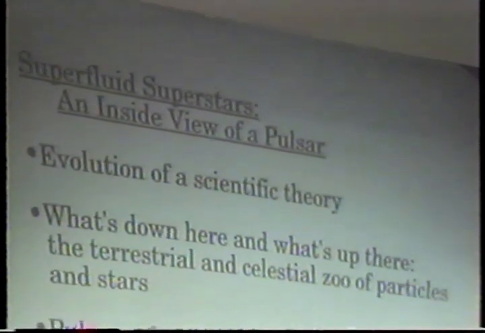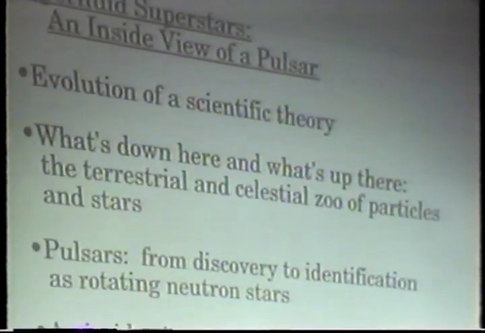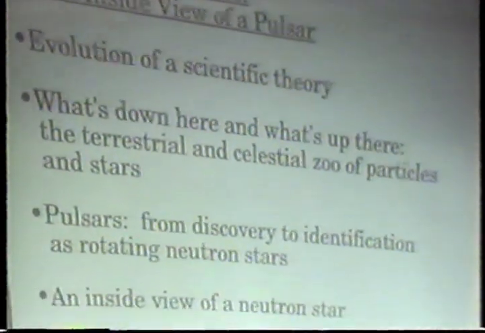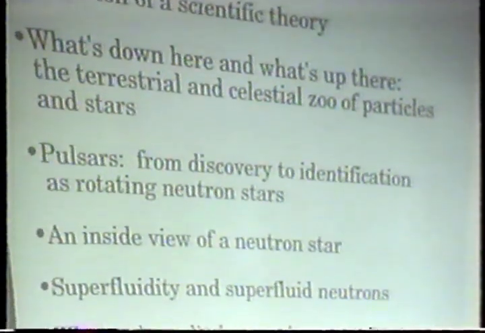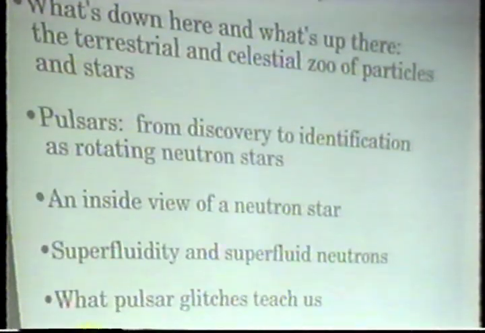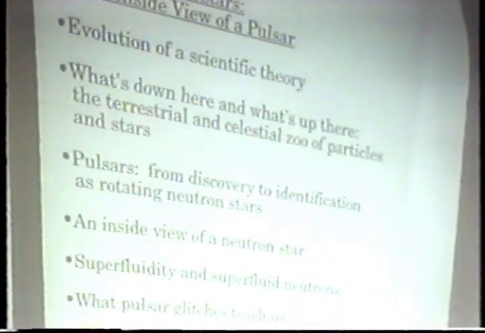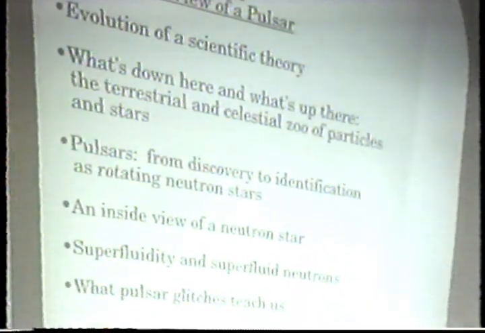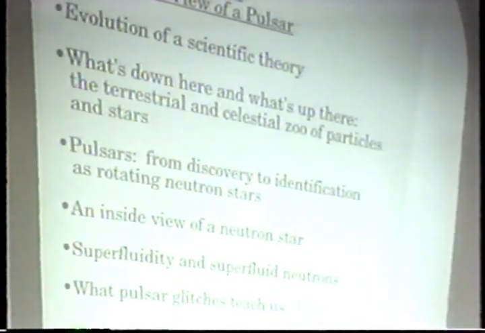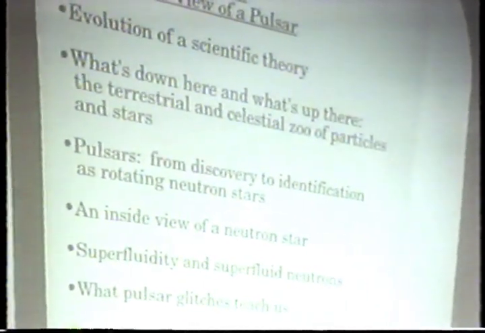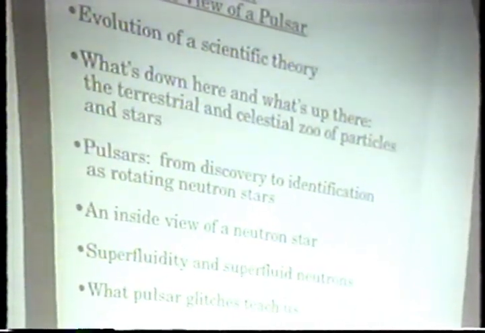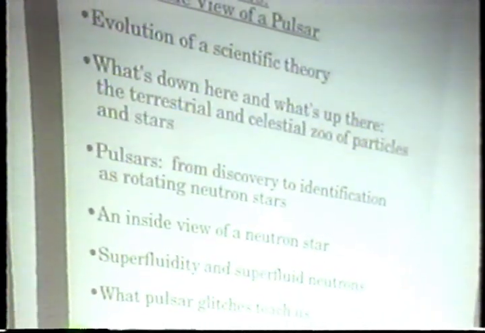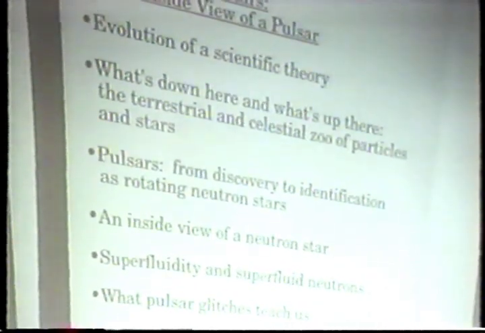We'll then turn to pulsars, talk about their discovery and how they were identified as rotating neutron stars, and then look inside a neutron star and discuss how one was able to get a feeling for what a star is made of, and in particular for the fact that they are mostly made up of superfluid neutrons. In the process, I would like to introduce you to the topic of superconductivity and superfluidity generally, and we'll just do that as we go along.